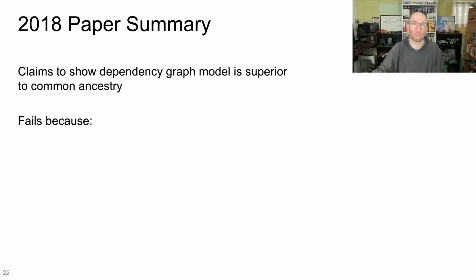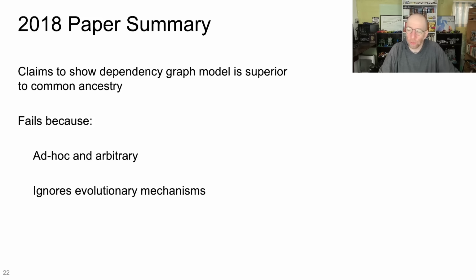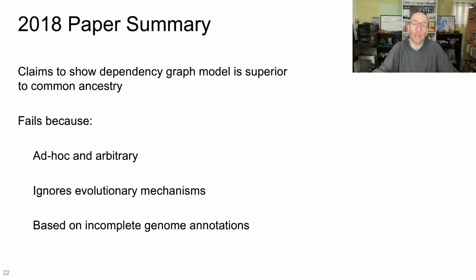That's a problem. So to summarize the 2018 paper, Winston Ewert claims to show the dependency graph model is superior to common ancestry in terms of explaining the observed pattern of diversity. This fails because it's ad hoc and arbitrary in terms of how you employ the modules. It ignores many evolutionary mechanisms, specifically those that would generate a non-hierarchical pattern. He then assumes erroneously that such a pattern is a problem for common ancestry. It's based on incomplete genome annotations, which is going to invalidate the results.